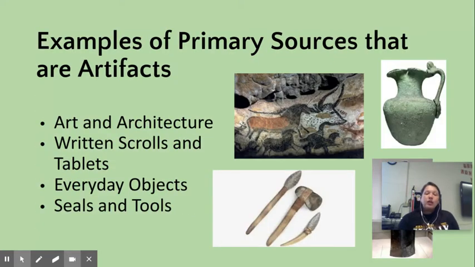Different examples include things like architecture. So the pyramids would be an actual artifact. Cave paintings, like the picture on this slide, are artifacts. Different pieces of pottery, which would be like an everyday tool. Different things that they used that were physical, that show us how they lived and what they used them for, would be an amazing primary source and an artifact.